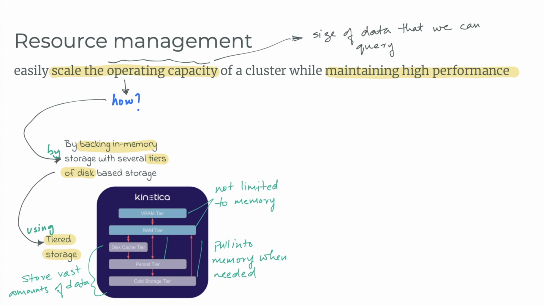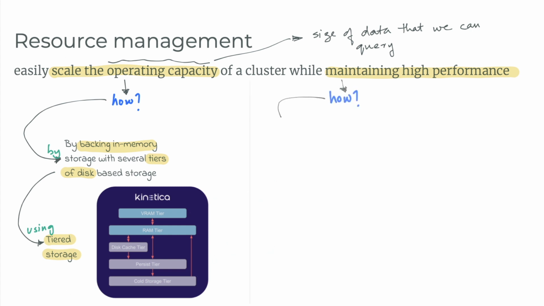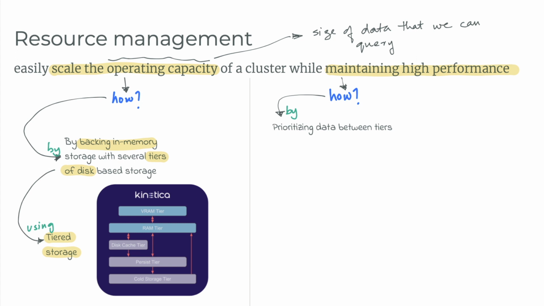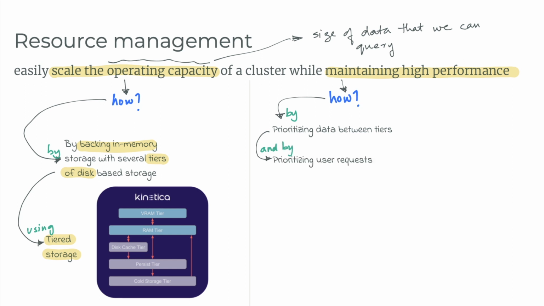Now, if you remember from earlier, disk-based storage is less performant than in-memory storage. So the challenge with adding tiers of disk storage is to figure out how to maintain high performance. Let's look at this next. Kinetica maintains high performance by doing two things. The first prioritizes data between the different tiers, and the second prioritizes requests based on the type of user making that request.